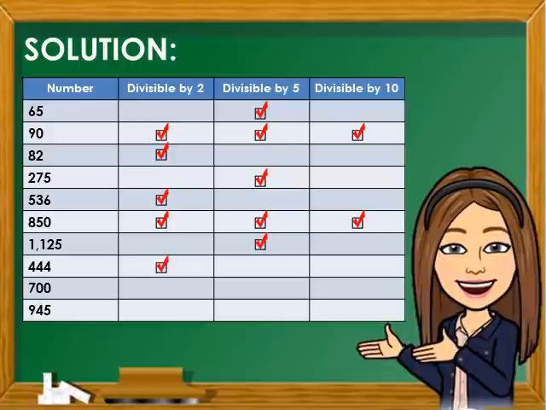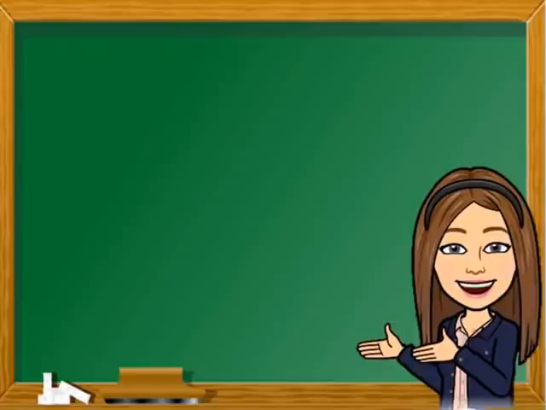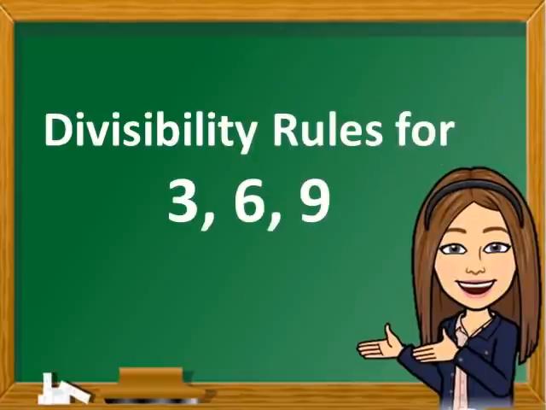1125 is divisible by 5. 444 is divisible by 2. 700 is divisible by 2, 5, and 10. 945 is divisible by 5. Now, let's proceed to the divisibility rules for 3, 6, and 9.